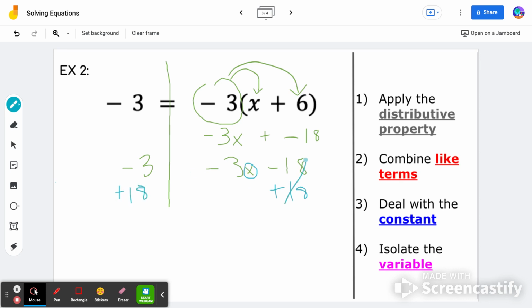Okay, my 18s cancel out. I'm left with -3x, and negative 3 and positive 18 is 15. All right, the next thing is to isolate the variable. I have to get rid of this negative 3. This is a coefficient. So this still means that there's multiplication going on here. So we're going to divide by negative 3 to both sides.